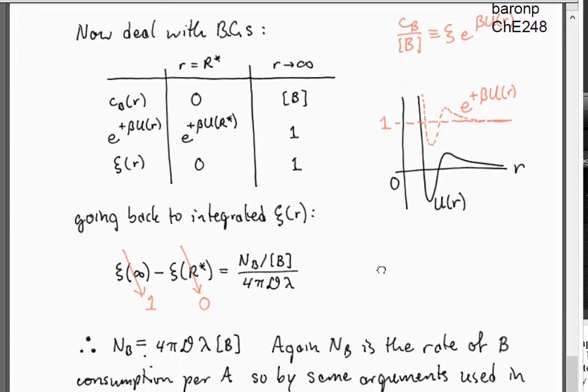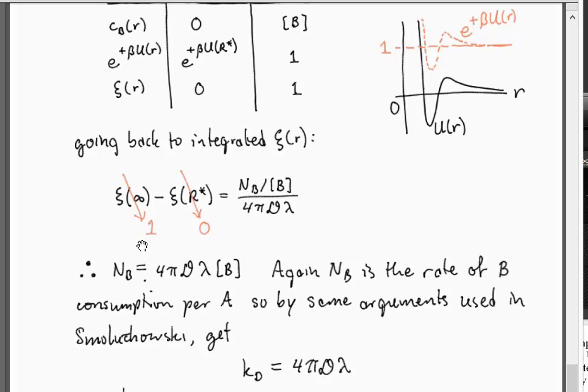Okay, so now we're going to plug in these two boundary conditions. This one goes to 1, this one goes to 0, and now we can go back then and solve for the total rate of consumption of B per molecule of A again. So this is the same argument that we walked through in the Smoluchowski derivation, and the rate of consumption of B per molecule A is just given by 4 pi d times the capture radius times the concentration of B. Again, in order to convert this into a rate, we have to multiply by the concentration of A, and then we will again recognize that what we have is a second order rate law, and the second order rate constant then is 4 pi times d times the capture radius.